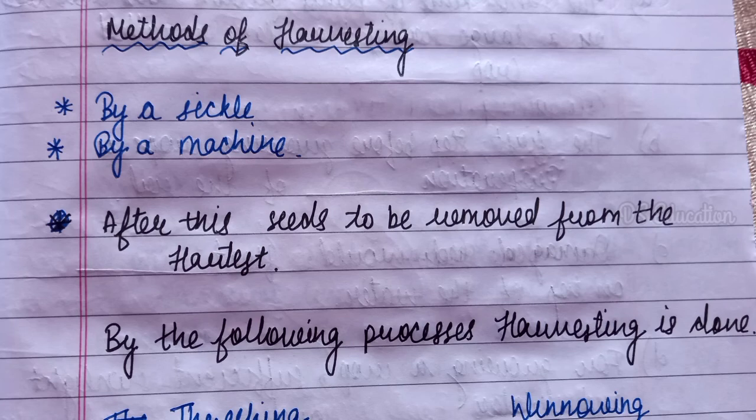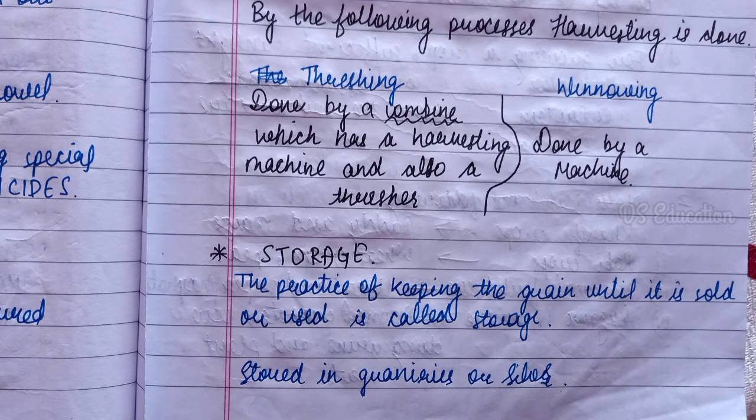After harvesting, the seeds are to be removed from the harvest by the following processes: threshing and winnowing. Threshing is done by a combine, which is a harvesting machine, and also by a thresher. Winnowing is done by a machine.